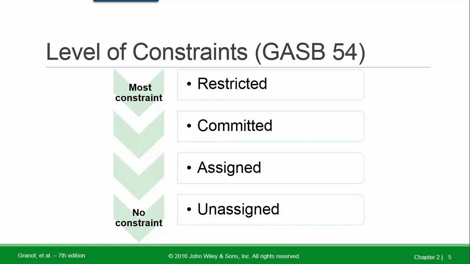So let's look at the level of constraints. Working from the bottom to the top, and remember now we're talking about the spendable. The bottom, no constraint. This represents unassigned. This would be available for current appropriations if the board or the elected body chose to, and for appropriations for the new budget period. As we move from no constraint to most constraint, we move up to assigned, then to committed, and we end up at the top. The most constraint is restricted.